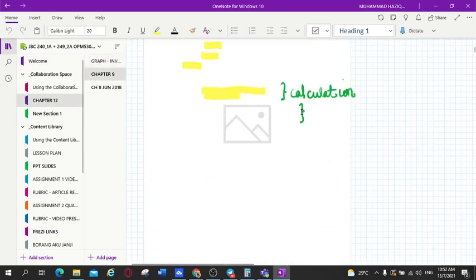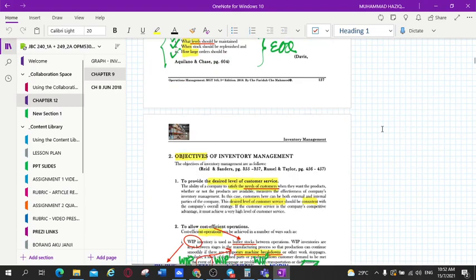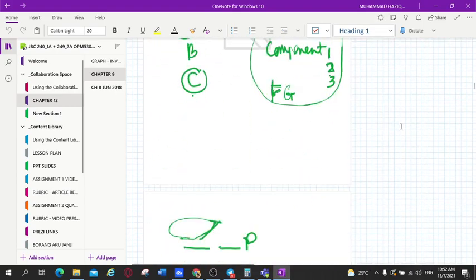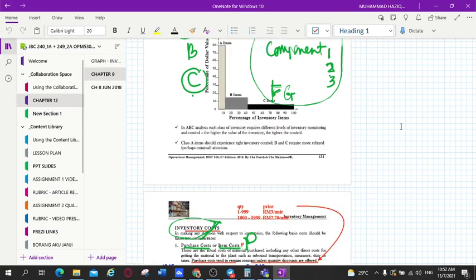Can we cancel out day? Kita cancel out days ni. Berapa dapat? 250. Sekejap, dia tengah loading. So that's why kita cancel this one, kita cancel this one. Kita akan buat dalam bentuk per unit basis.